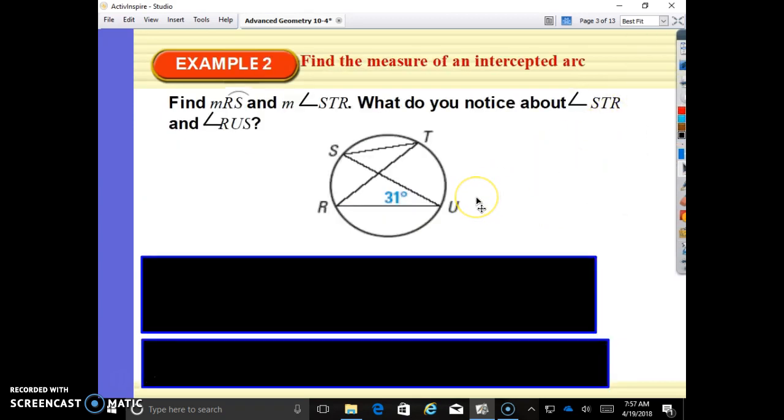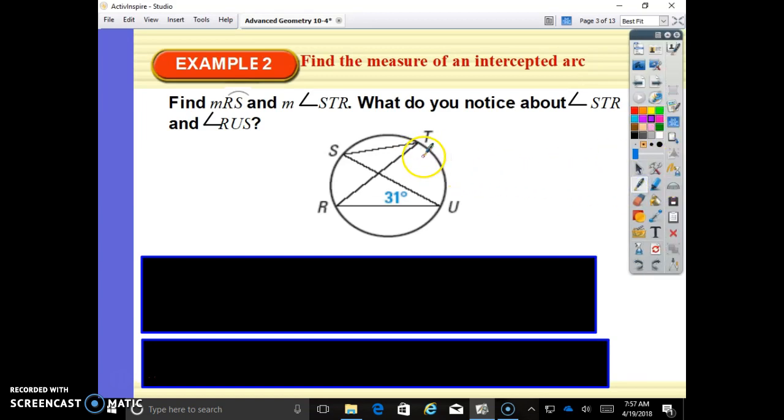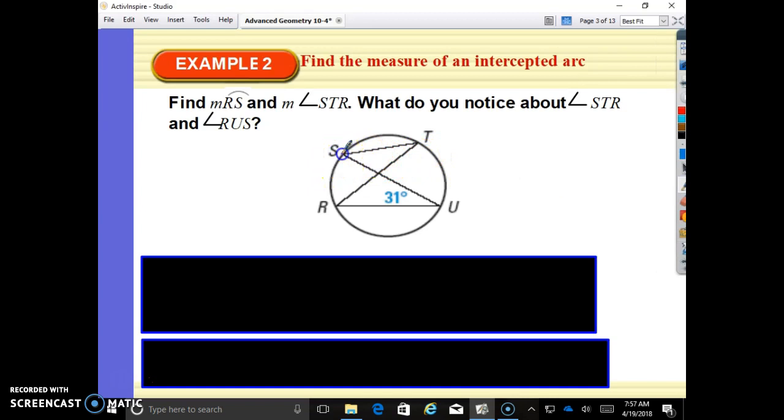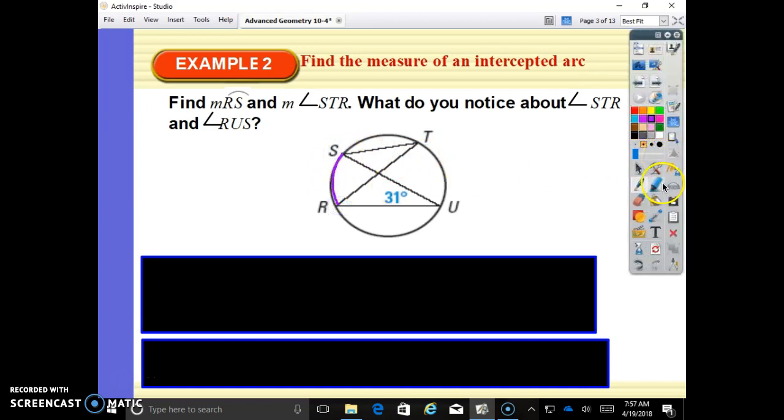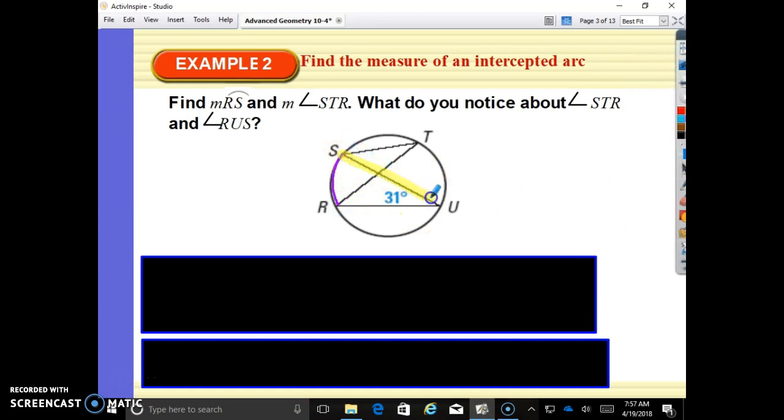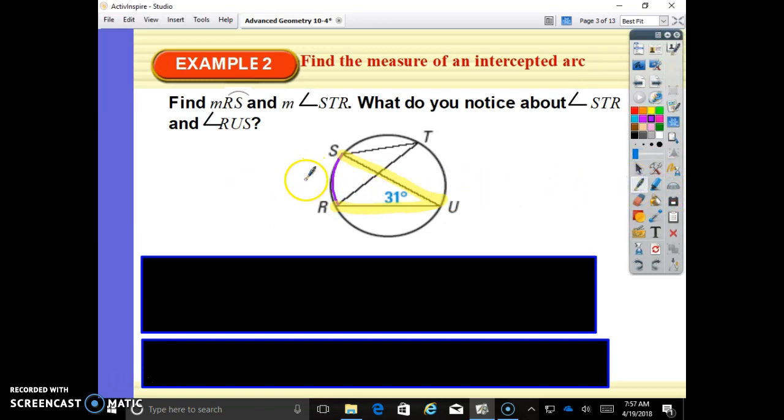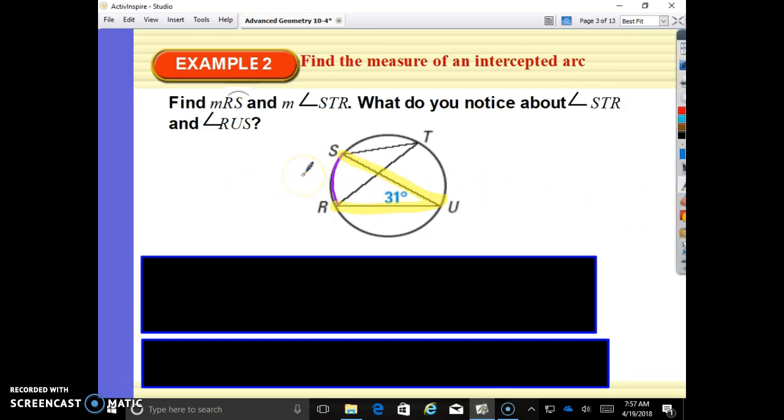Find the measure of arc RS and the measure of angle STR. What do you notice about the angle STR and angle RUS? All right, so first, they want to know arc RS. What is arc RS? I heard it. I heard 62, because double 31 is 62.